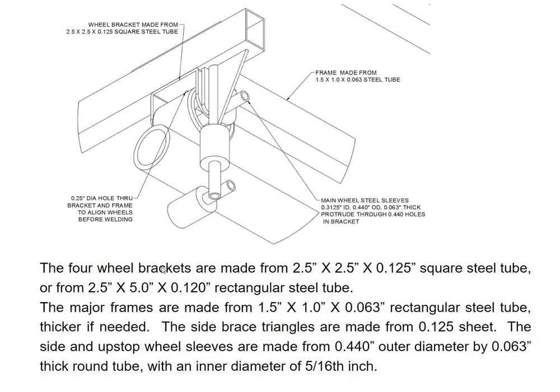So this is a little more detail about the wheel brackets, made from 2.5 by 2.5 inch by 1/8 inch square steel tube, which you can get from a steel supplier, and then you use thin grinding wheels to cut them into the shape you want. You don't have to do any bending or forming in this design. These major frames I made from 1.5 by 1 inch by 0.63 steel tube. Anyway, just take a look at this. You can stop the video and take a look.